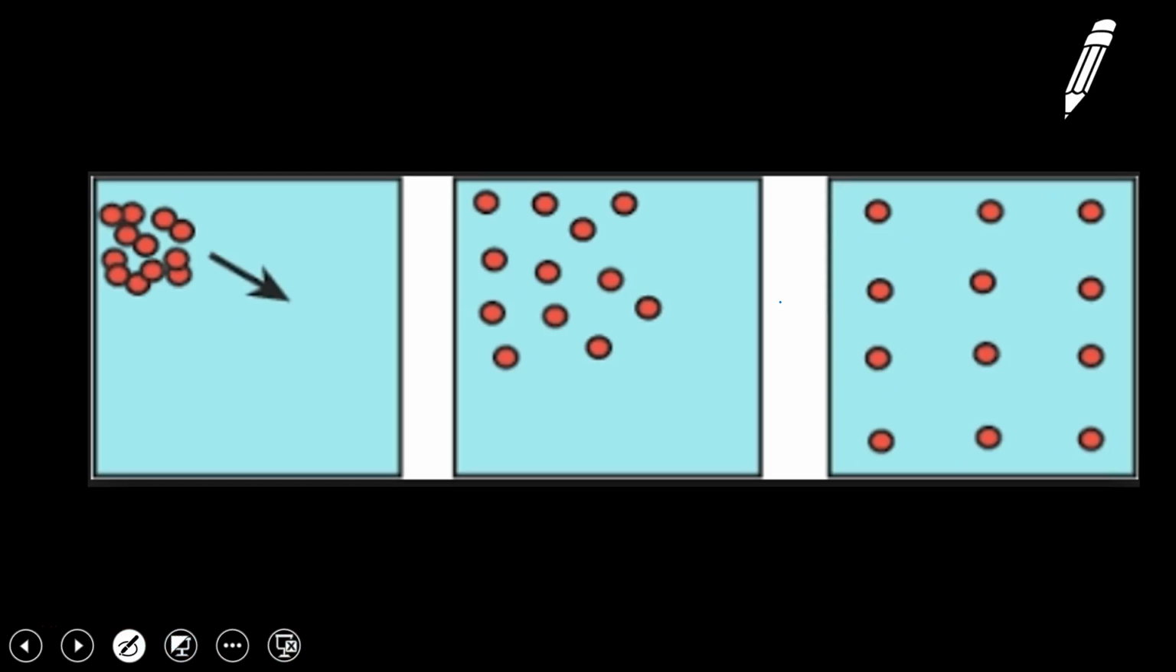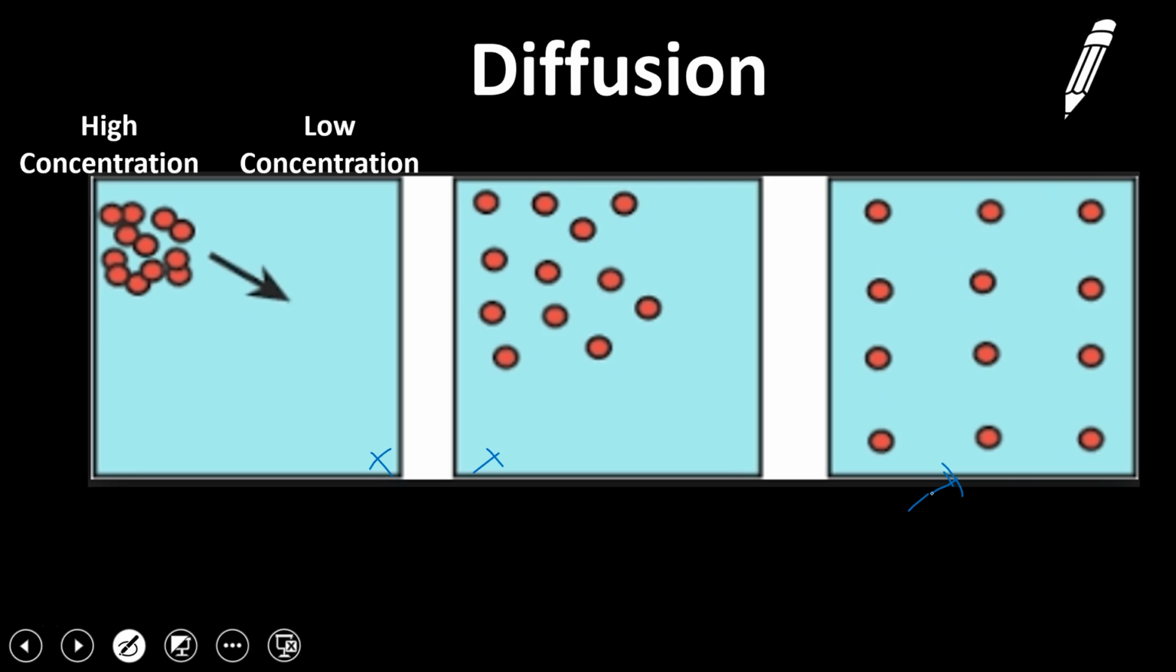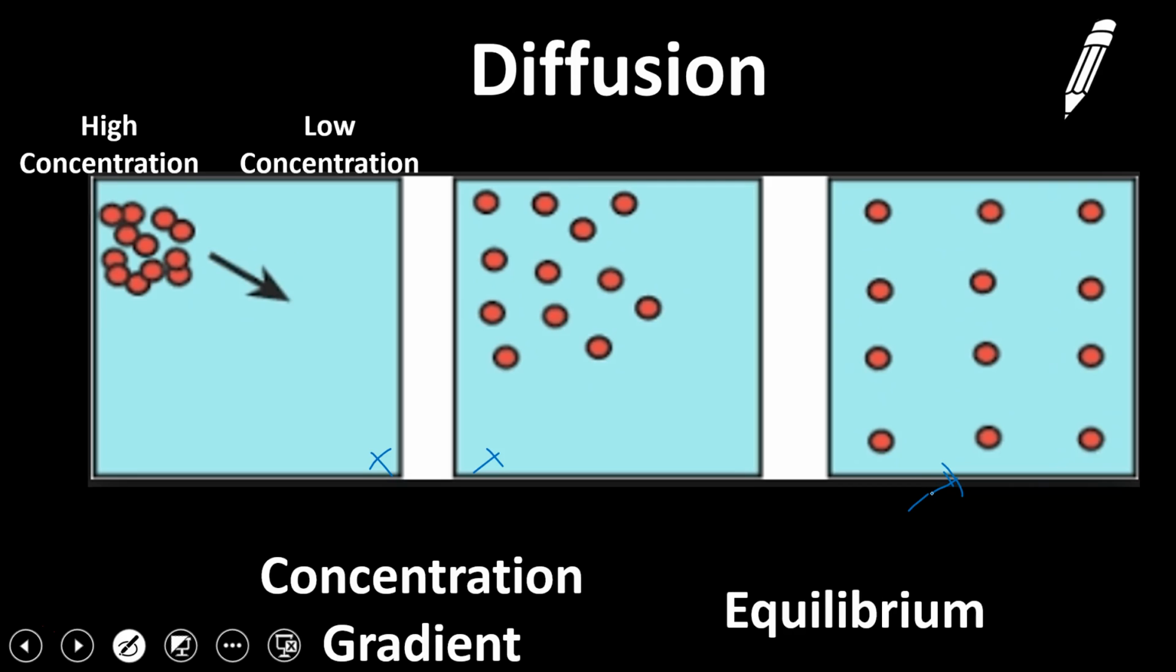Okay, so go ahead and sketch this diagram in your notes. You should be able to tell me these two pictures right here are examples of a concentration gradient because there's a different amount of molecules. This image right here is an example of equilibrium because there's an equal amount distributed across the space. And this process is diffusion, okay? And in diffusion, molecules move from high to low, okay? So make sure you get this in your notes.